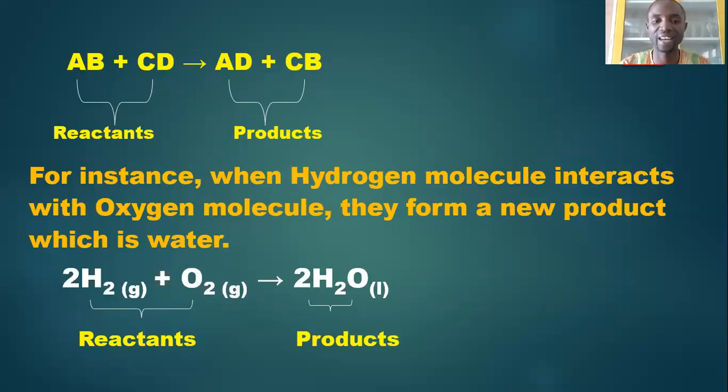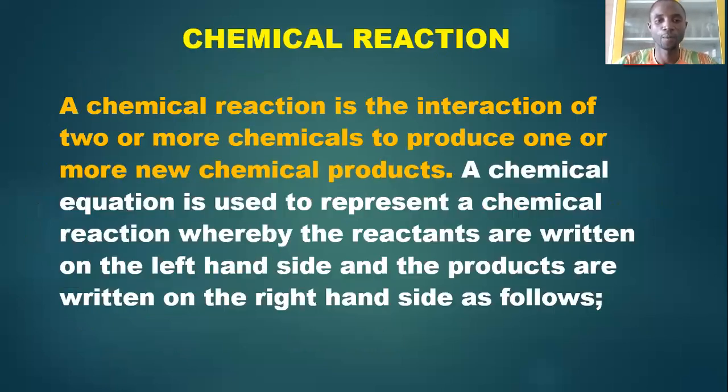All right, for instance, when hydrogen molecule interacts with oxygen molecule, they form a new product, which is water. Here we see hydrogen reacts with oxygen to produce water. Hydrogen and the oxygen here are reactants, and the product formed is one product, which is water. And we have it here as represented in the equation below. All right, chemical reaction once again is the interaction of two or more chemicals to produce one or more products.